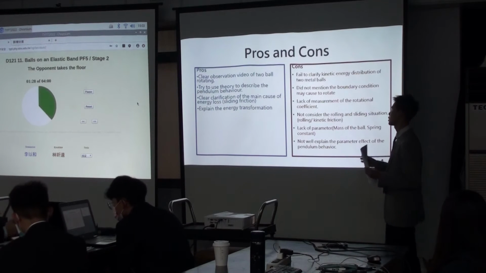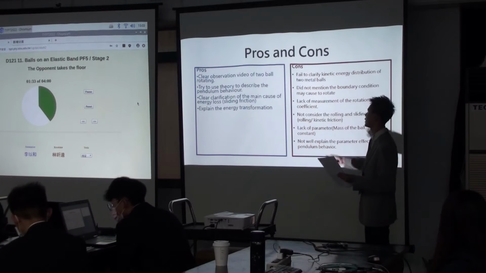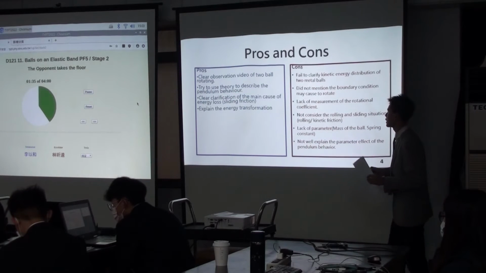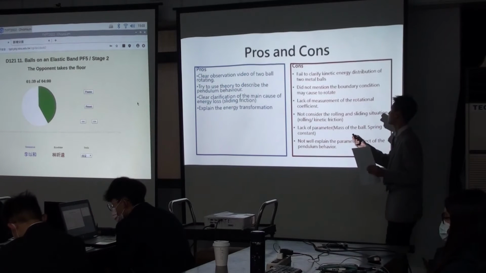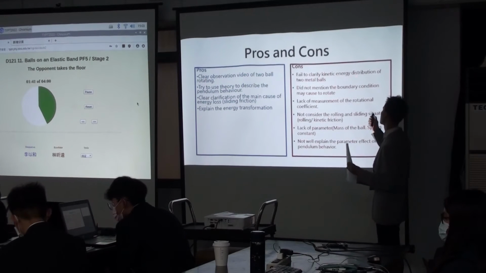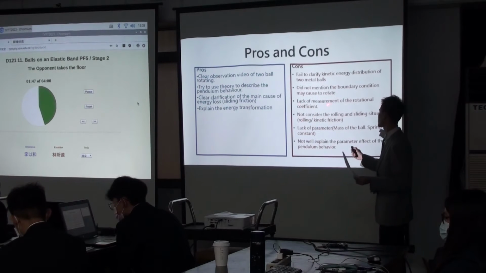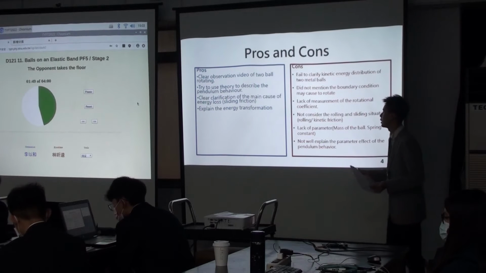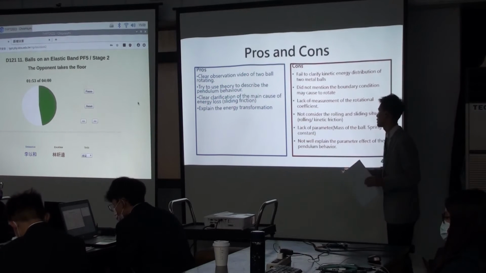And here are the reporter's pros and cons. First, the reporter did well on the observation video of two balls rotating and tried to use theory to describe the pendulum behavior, but failed to clarify the kinetic energy distribution of the two balls. He did not mention the boundary condition that may cause it to rotate, and lacked a measure of the rotational coefficient. But he did well on the clear explanation of the main cause of the energy loss.